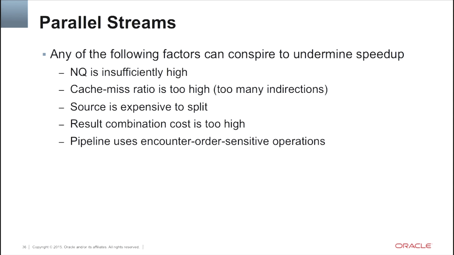So any of these factors can conspire to undermine your speedup. Do I not have enough data? Is my NQ not high enough? Do I have too many indirections? Am I spending too much time cache missing? Does my source just split badly or not at all? Some sources don't split at all. Does it cost too much to combine the results? Or does my pipeline use operations that are sensitive to encounter order?